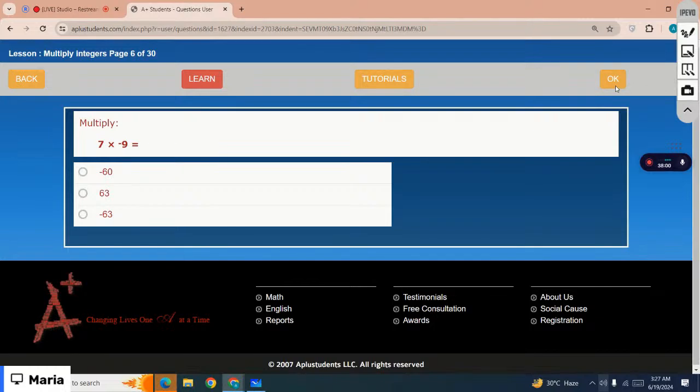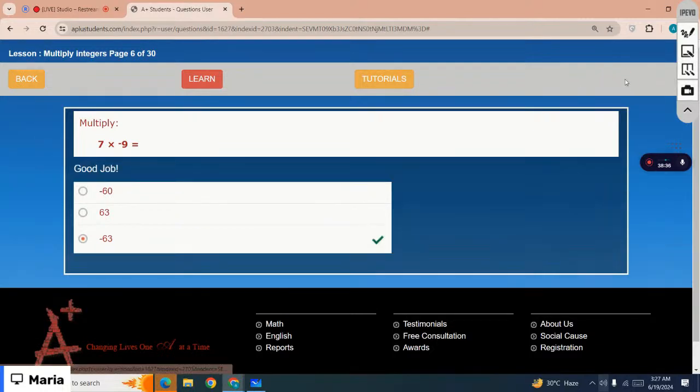Seven times negative 9, which is the correct option? Yes, negative 63. It is option number 3 that is the correct option. Got it?